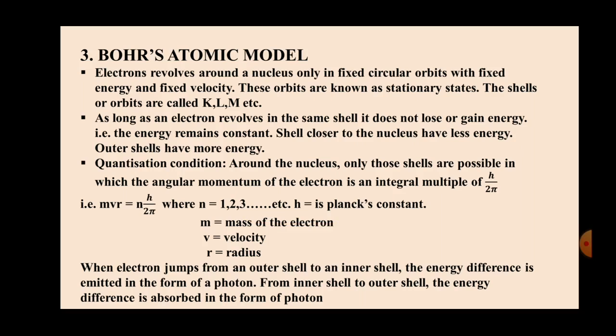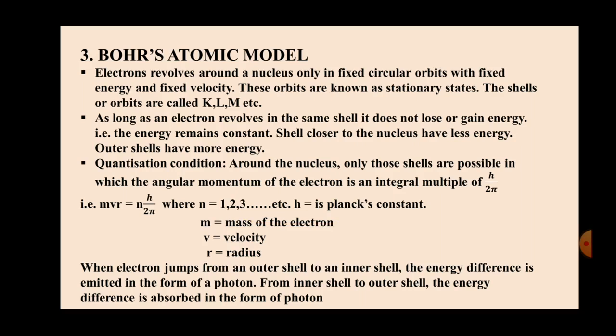Electrons revolve around a nucleus only in a fixed circular orbit, with a fixed energy and a fixed velocity. Rutherford also said that electrons revolve around the nucleus, but he did not say it is in a fixed circular orbit. He said just that electrons revolve circularly around the nucleus.